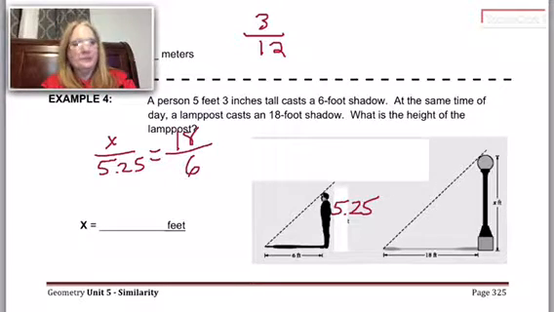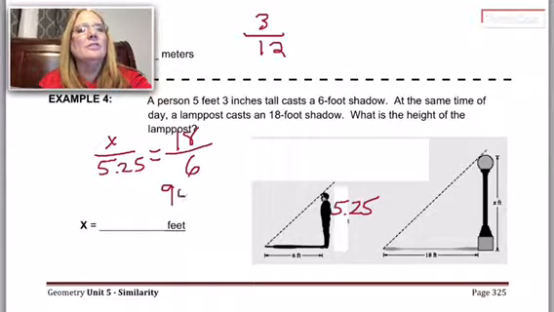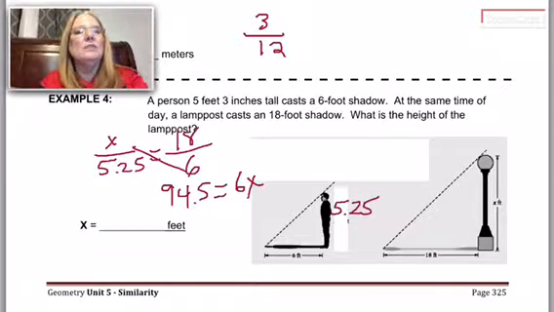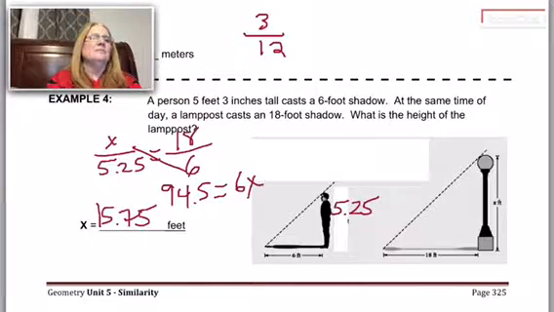Cross multiply. 18 times 5.25 is 94.5 is equal to 6x. And divide by 6 and you get 15.75 feet. So that is the height of the lamppost.